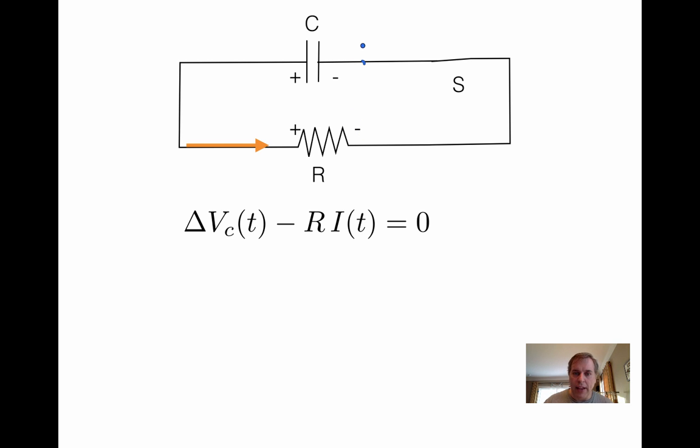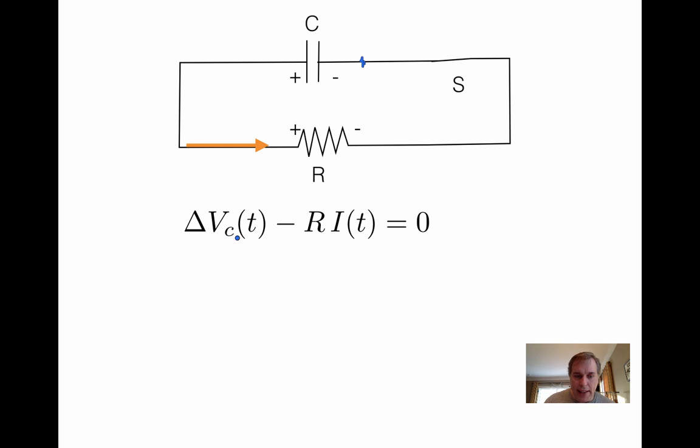So we get this. Again, I started here, the potential increases by a value equal to delta V across the capacitor, and then here there's a drop equal to minus R times I. I use a C here to remind us that this delta V is across the capacitor. So this must be equal to 0.